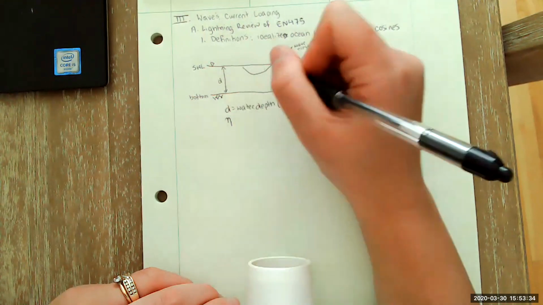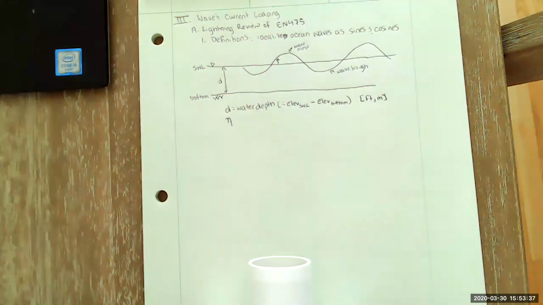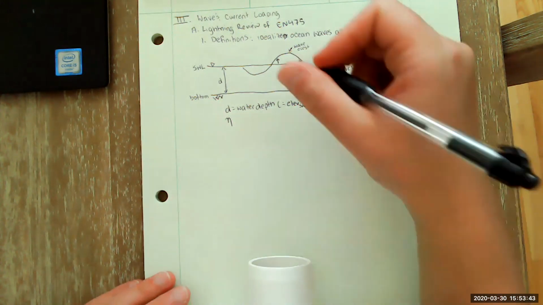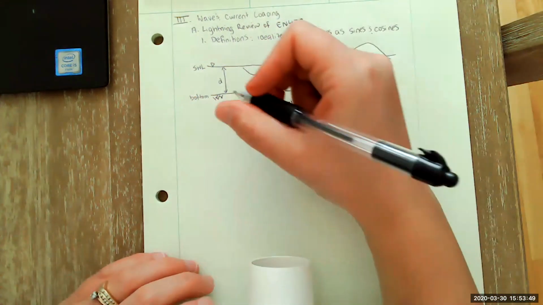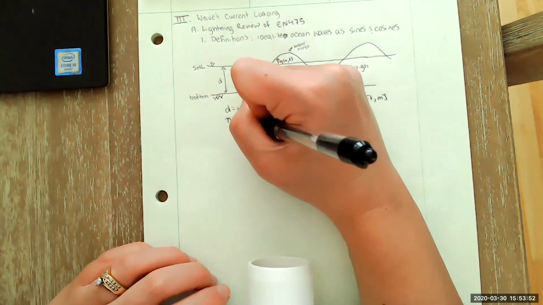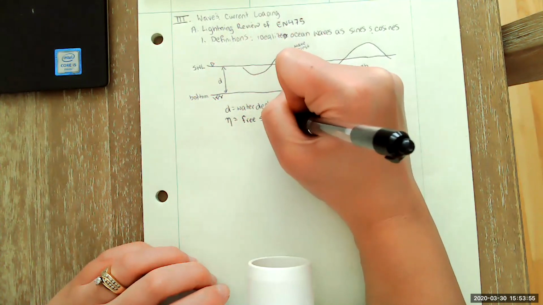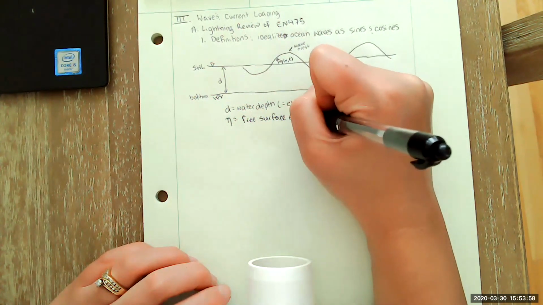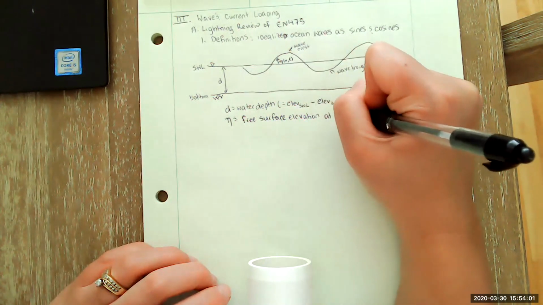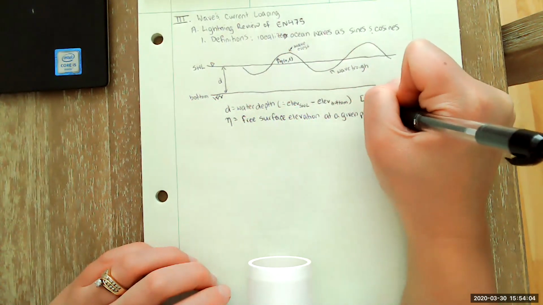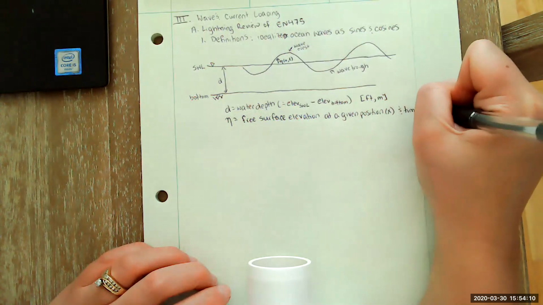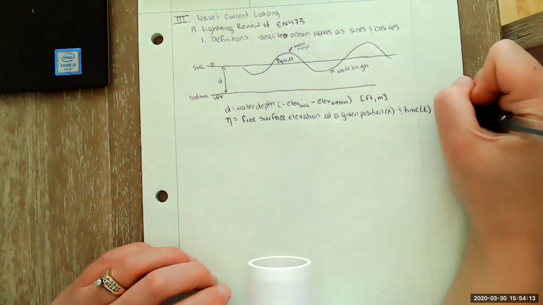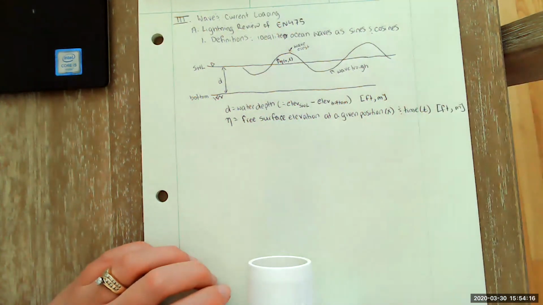The next variable we have is eta. Eta is the free surface elevation at any given moment in any given place. So here we have eta, which is a function of x, my position, and time, t. So eta is equal to, again, my free surface elevation at a given position, so x, and time, t. The units of eta are going to also be in length, so feet or meters.